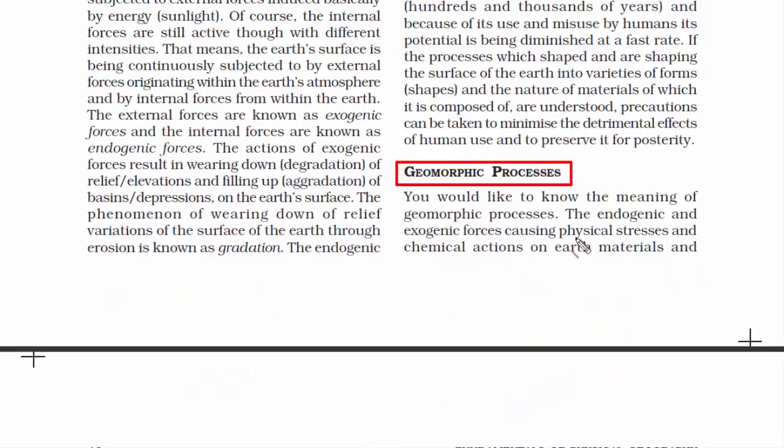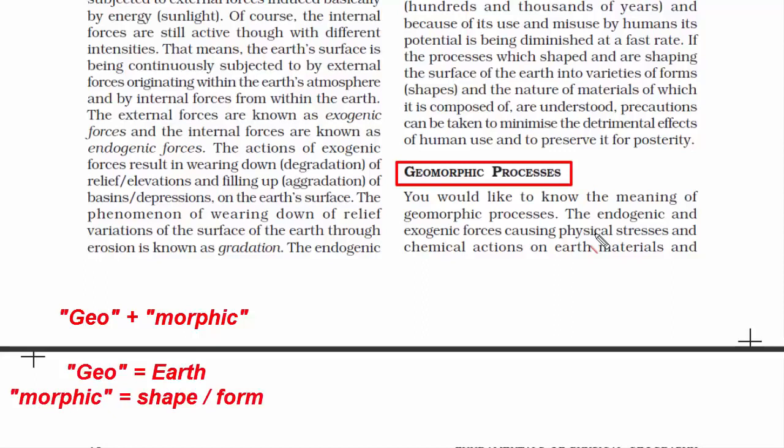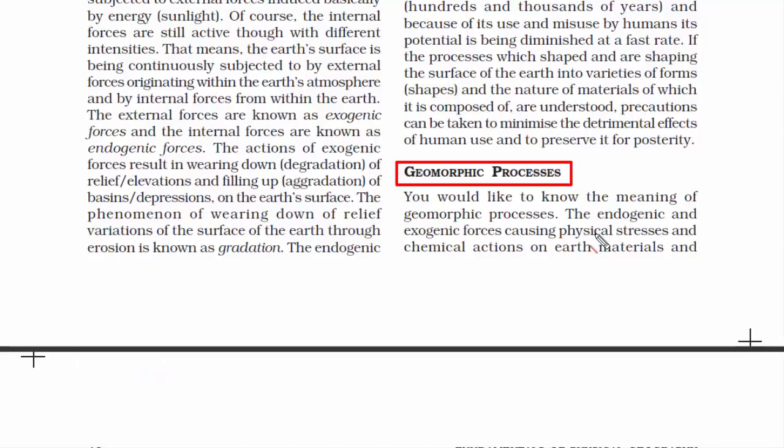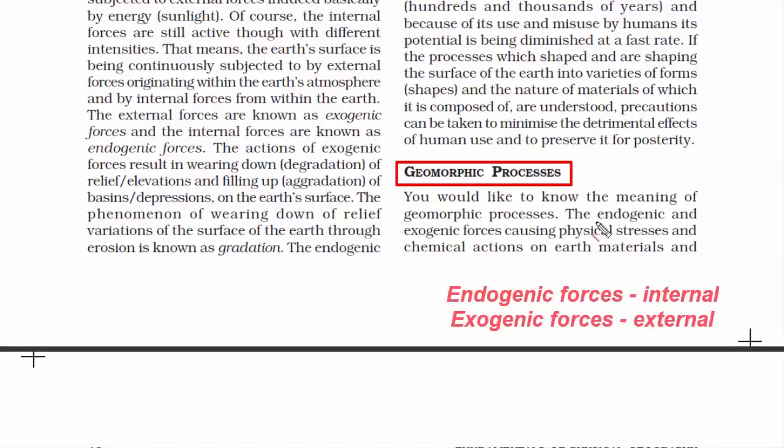Let me first tell you the meaning of the word geomorphic. Let's break the word. So we have geo here and then we have morphic. Geo is basically earth. That's why geography is the study of earth, and morphic means shape or form. So geomorphic means how the earth was formed or how the earth got this shape. You see, there are two kinds of forces that act on earth and constantly make it change. One is endogenic forces and the other is exogenic forces. One is internal and the other is external.